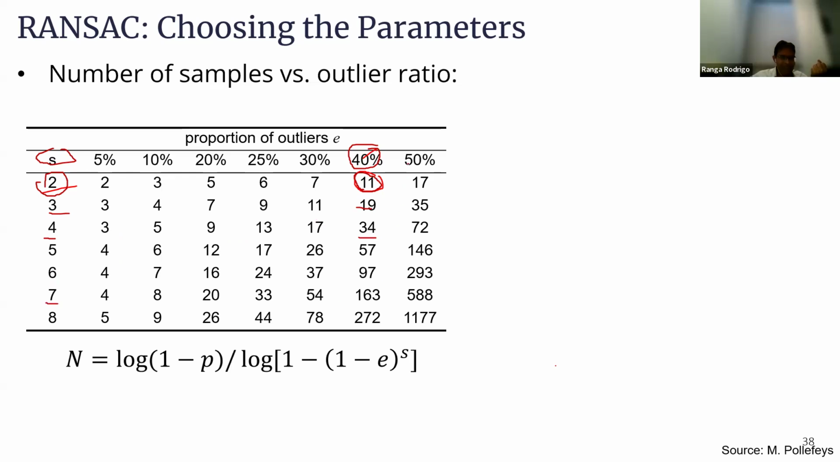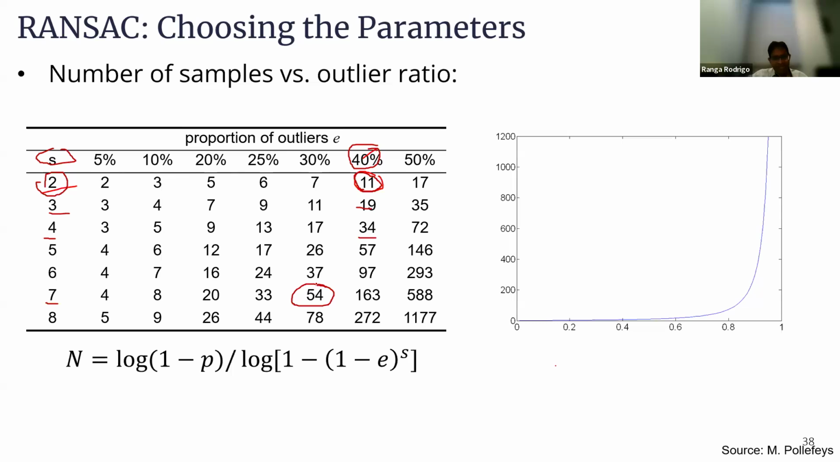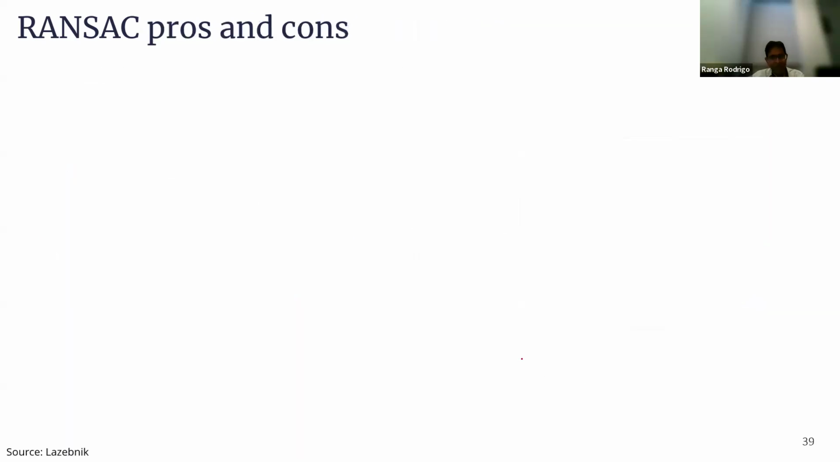For a fundamental matrix, if you have 30% outliers, you may have to do 54 samples and so on. So this is the idea. You can see that with the outlier ratio, it quickly grows. This is the outlier ratio. Okay, so RANSAC works.